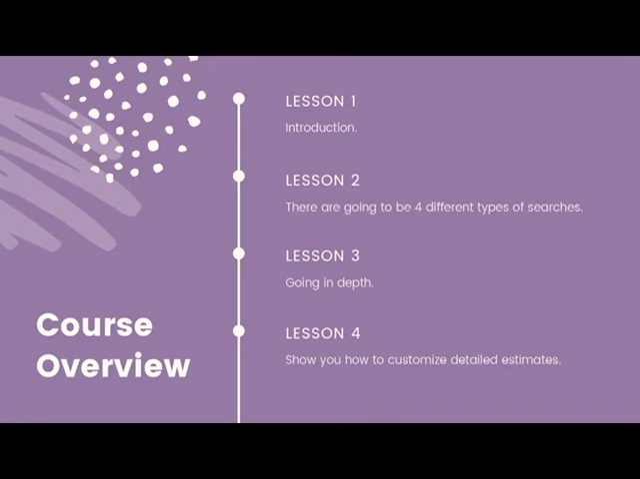The first one is going to be covered in video number 3. And since that's all a lot more in depth, I'm going to go further in depth in video number 4 on that specific type of search. Then, I'm actually going to show you how to customize detailed estimates, which is a little tool that is part of the Google Keyword Planner that allows you to figure out, okay, this is my budget. This is how much I want to bid for these keywords. How much is it going to cost me? How many clicks am I going to get?